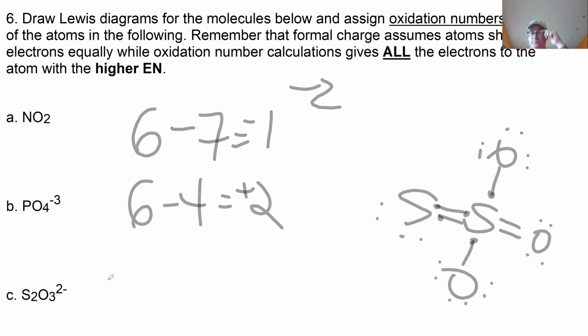There we go. So I've got oxygen 1, oxygen 2, oxygen 3, sulfur 1, sulfur 2. So let's do oxygens 1 and 2 first because they're in the same situation. Let's look at our oxidation numbers.